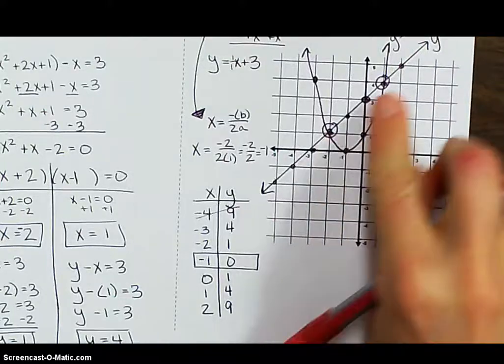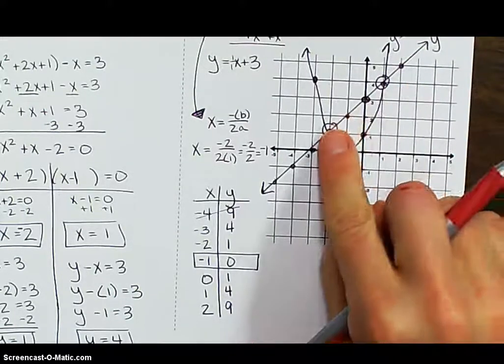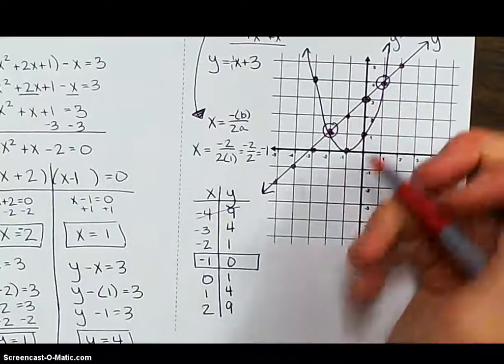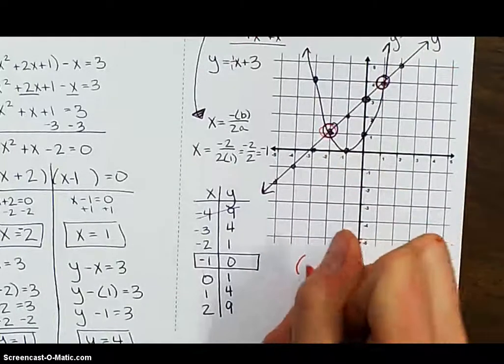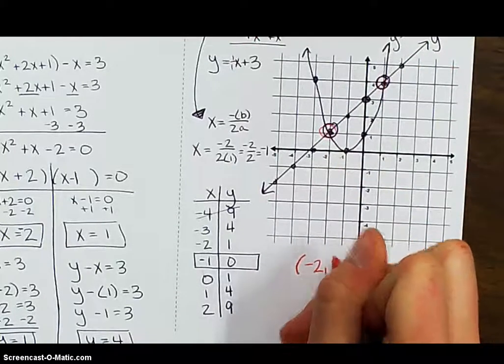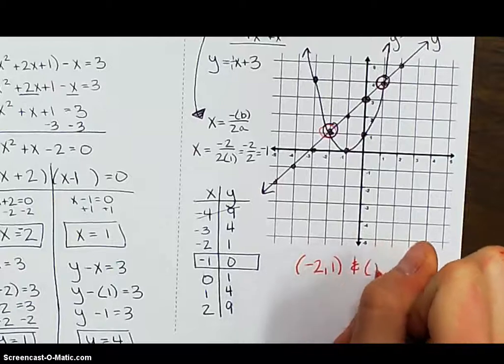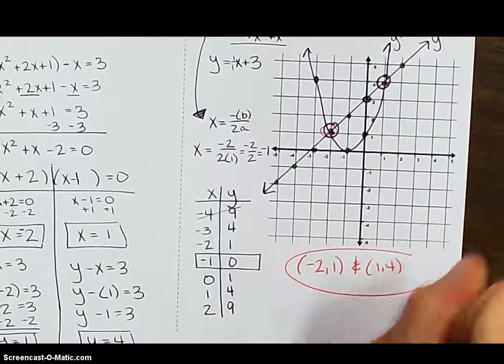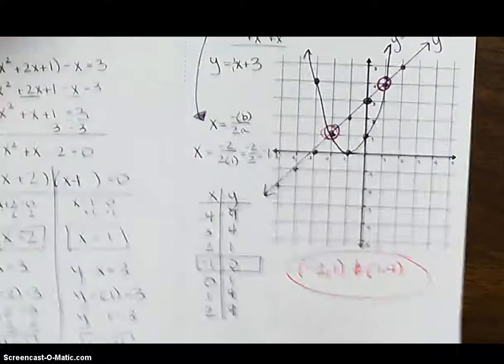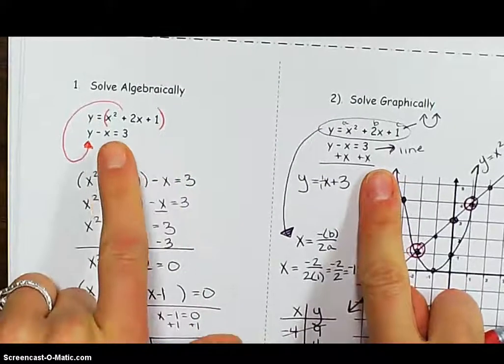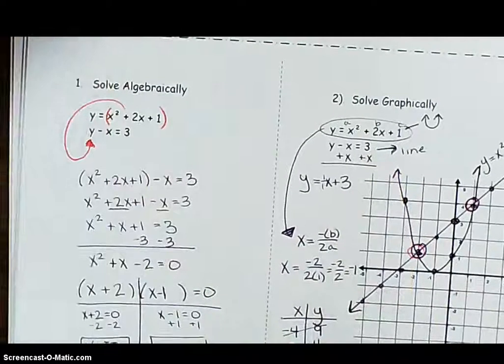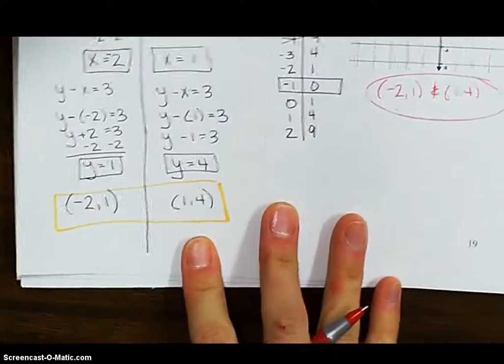Now, how many solutions did we have? How many times did our parabola and our line intersect? Twice. And let's write down what those points are: negative 2, 1, and 1, 4. Now let's check and take a look. Both of these questions were exactly the same, but we solved this one algebraically, this one graphically. Did we get the same answers at the end?